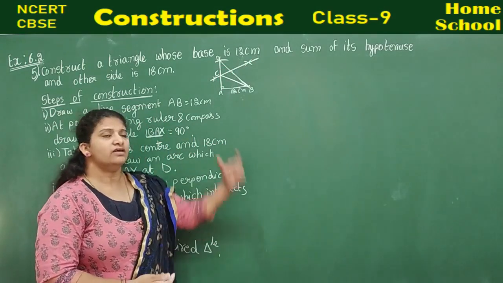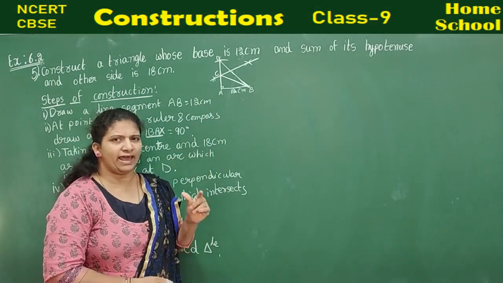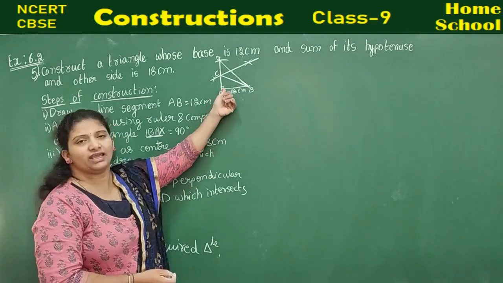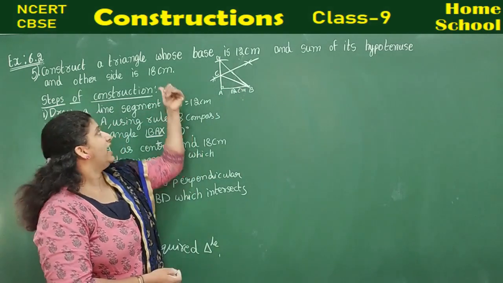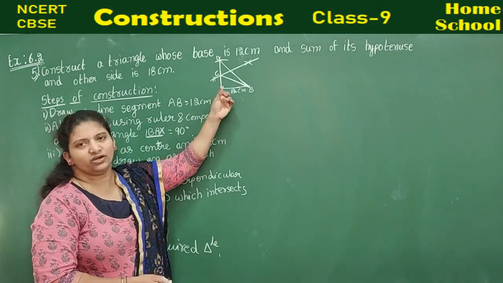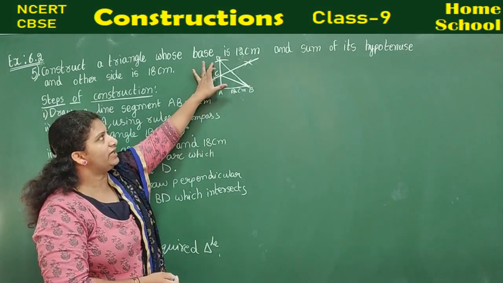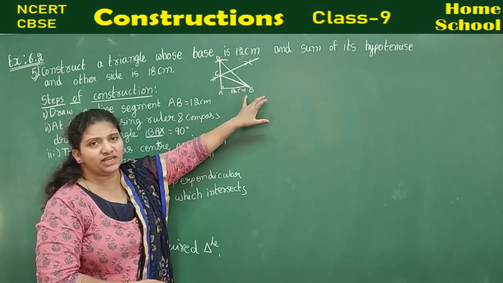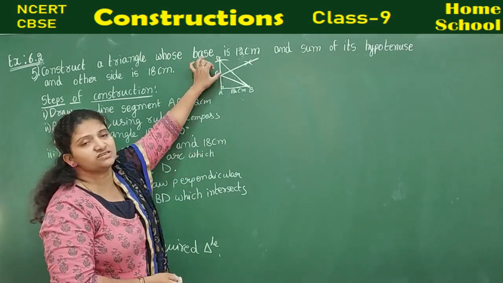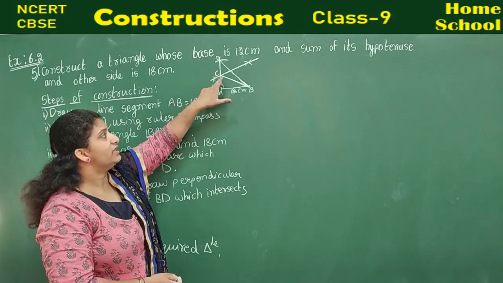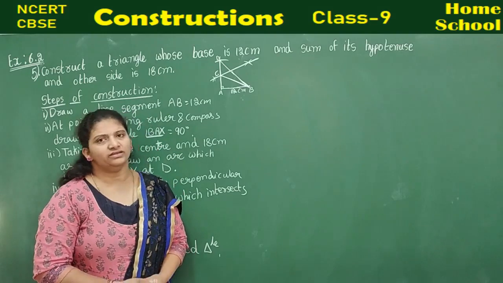Let us repeat once again. First, do the base, 12 centimeters. We have seen hypotenuse means it is a right angle triangle, so one angle will be 90 degrees. So create an angle of 90 degrees, and the sum of the other two sides, the hypotenuse and one side, is 18 centimeters. With A as the center, where you have taken the angle, that point only you need to take. From there, 18 centimeters, cut the arc, join BD. Now do the perpendicular bisector of BD, where the bisector touches the AD ray, mark that point as C and join BC. ABC is the required triangle.